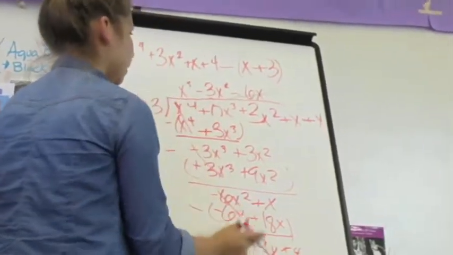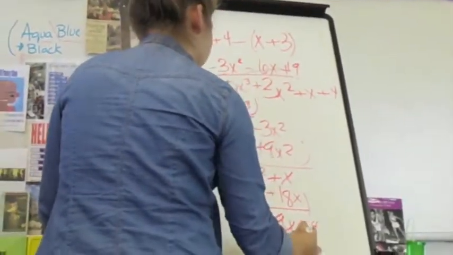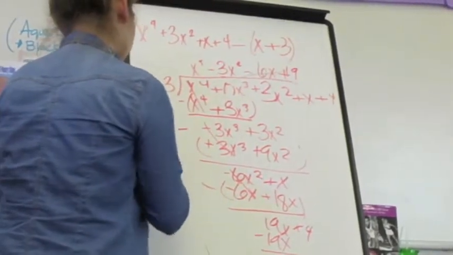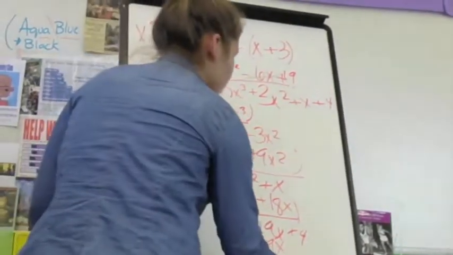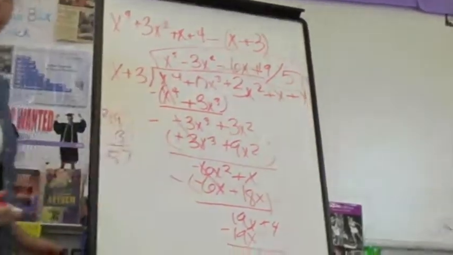x into 19x is plus 19. And then you subtract. 3 times 19 is 57. So that'd be your remainder. And you're done.